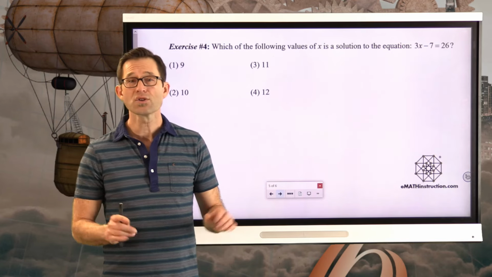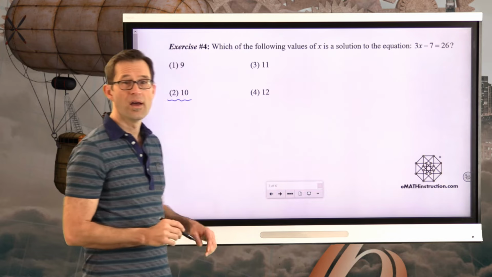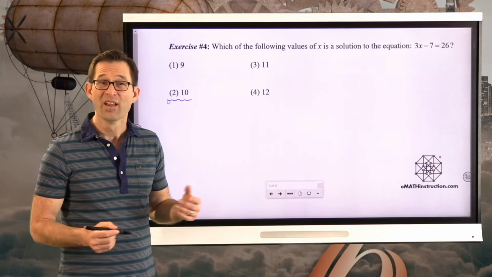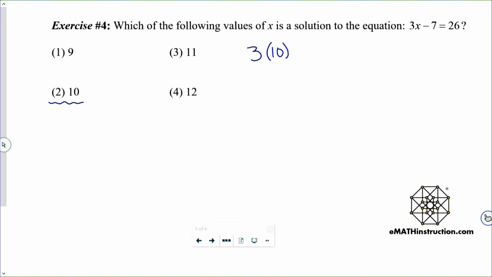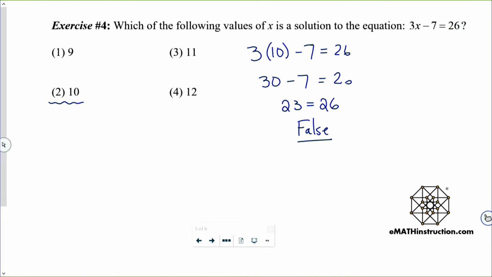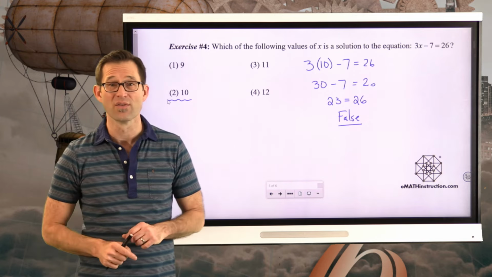All right, well, let's actually go through one that's wrong. All right, so for instance, this is not the right answer, right? If I took 10 and I plugged it in to this equation, substituted it in, right, I'd get 3 times 10, which is 30, minus 7 equals 26, and then that would be 23 equals 26, and that would be false, right? And what that would tell me is that the correct answer is not 10, right? That is not a solution to this equation.